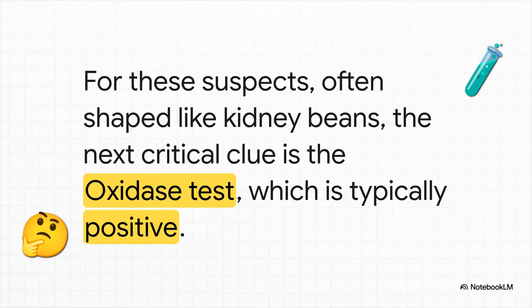This is a super fast test that looks for a specific enzyme. For our main suspects here, like Neisseria and Moraxella, a quick color change to blue or purple tells us it's positive, and we know we're on the right path.